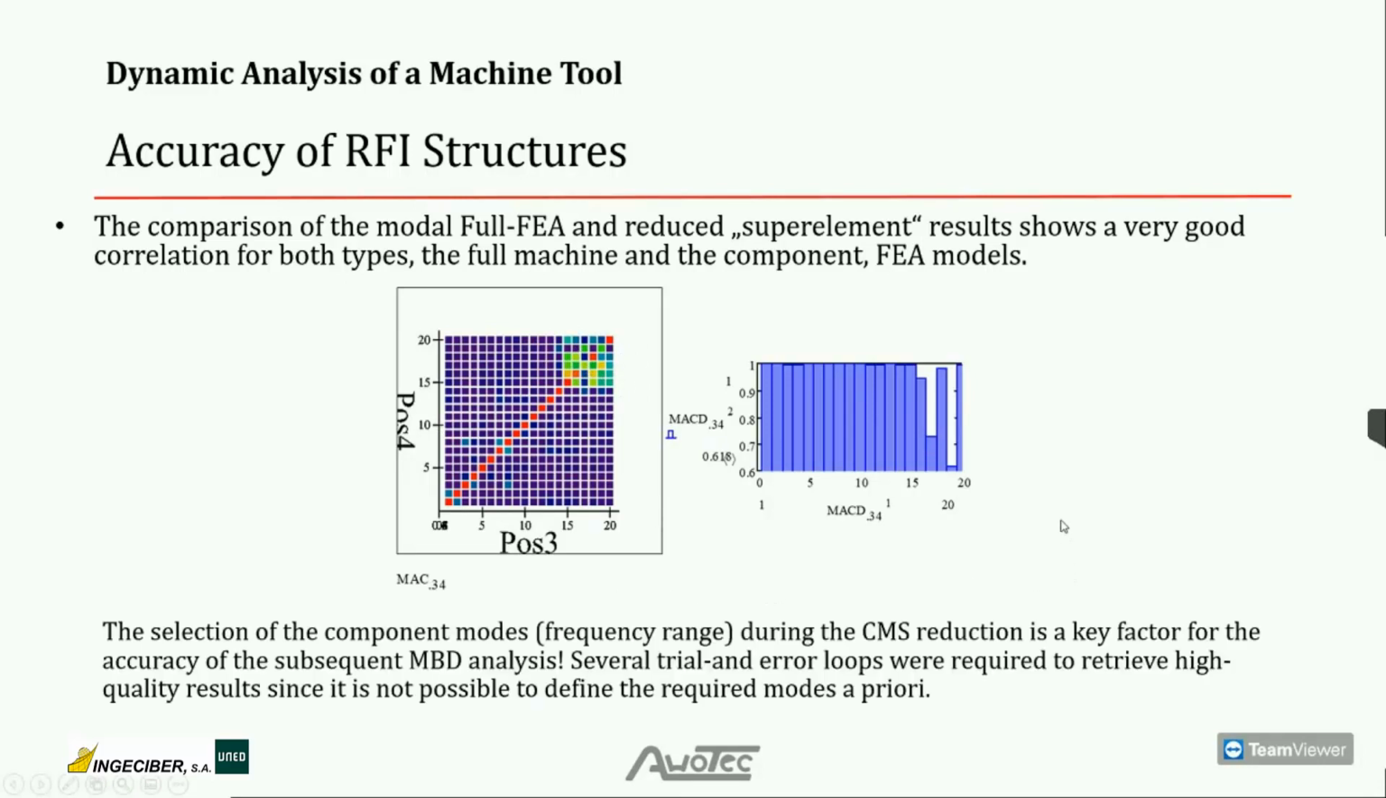So overall it can be seen that the selection of the component modes during the CMS reduction is a key factor for the accuracy of the subsequent multi-body dynamic analysis, and several trial and error loops were required to retrieve high quality results, since it is not possible to define the required modes a priori.